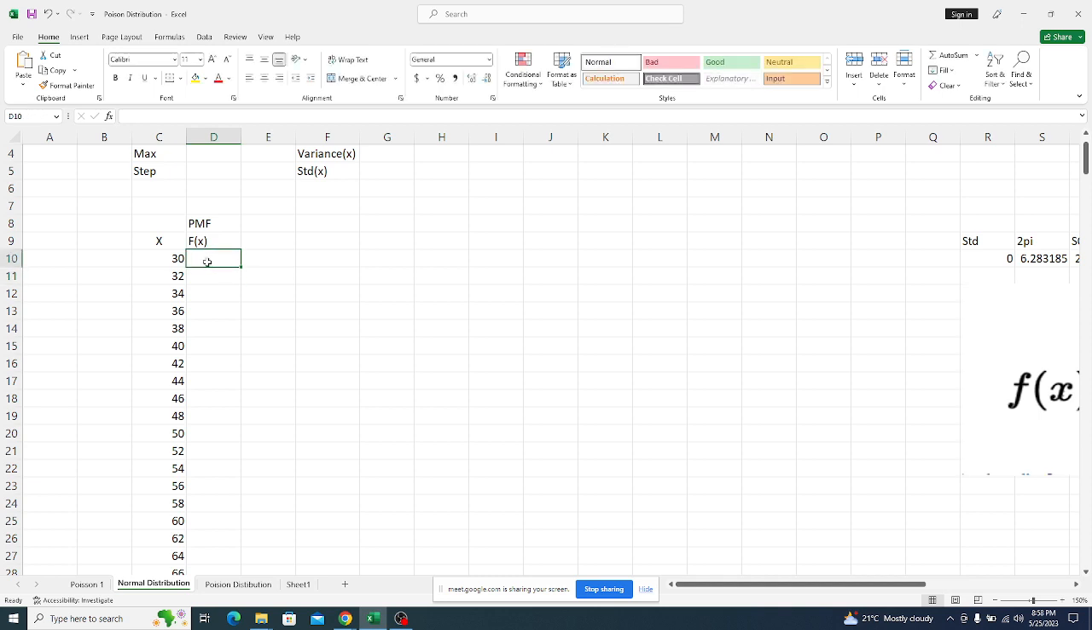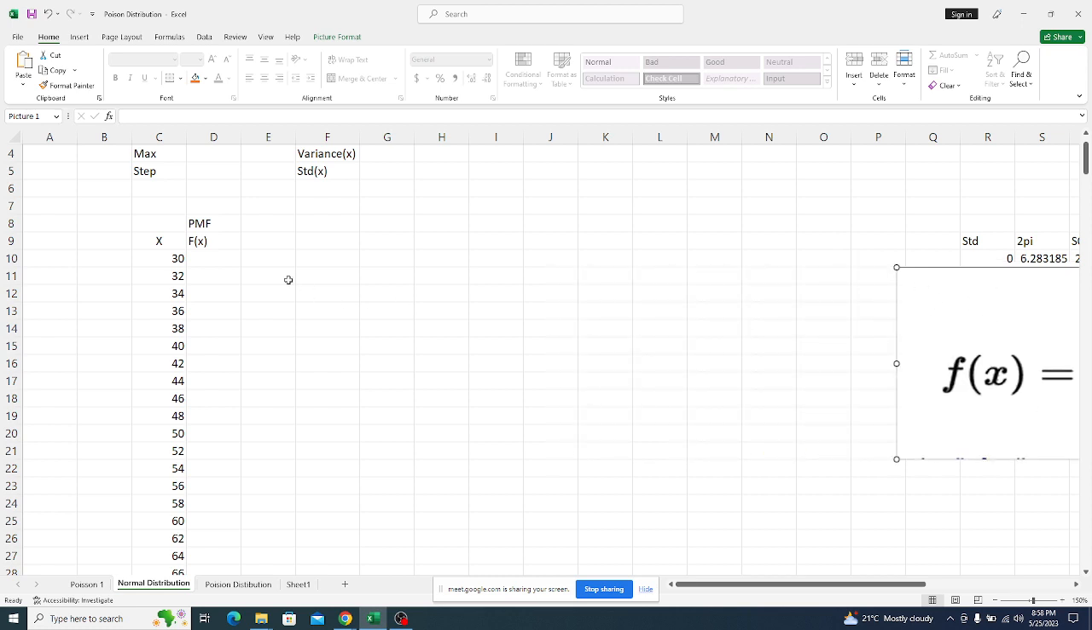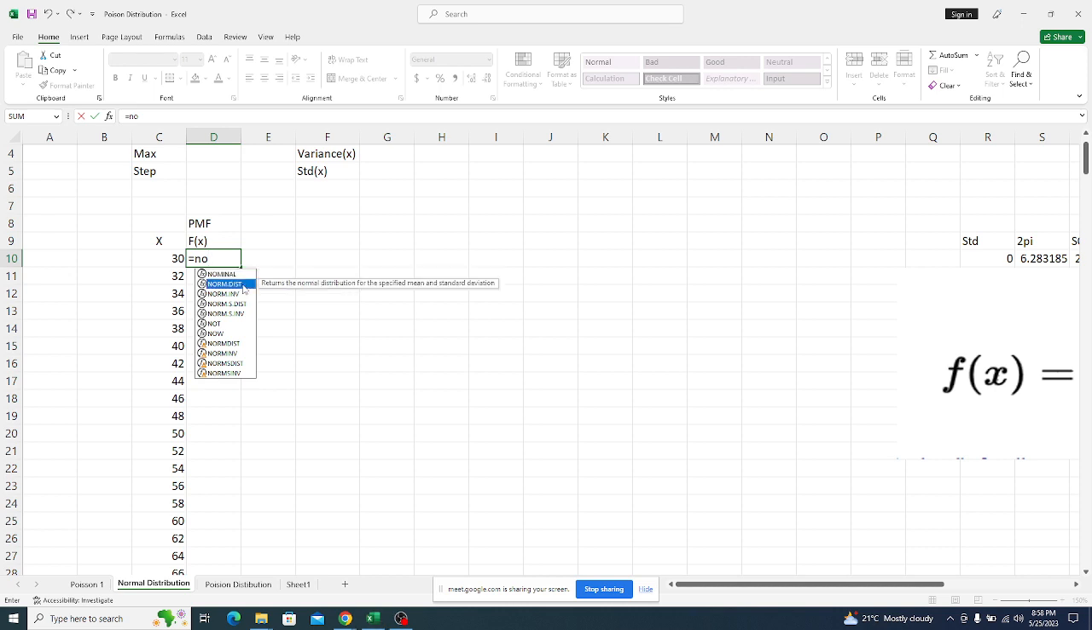So after that, now we need the probability mass function. The probabilities which you will get are what you get when you manually calculate this. But for my case, I'm going to use the Excel inbuilt function, a function known as normal distribution, NORM.DIST.